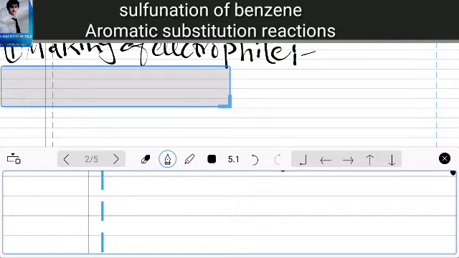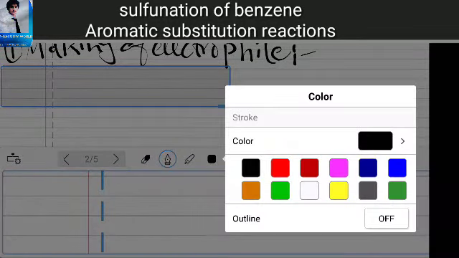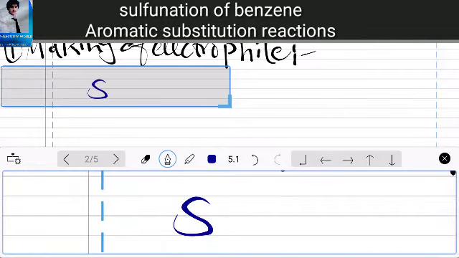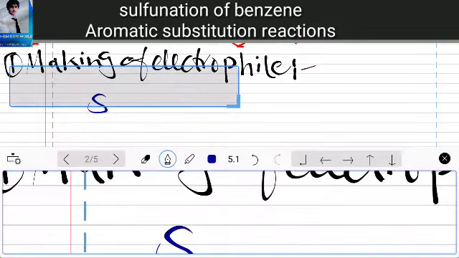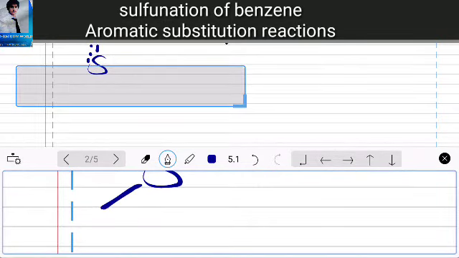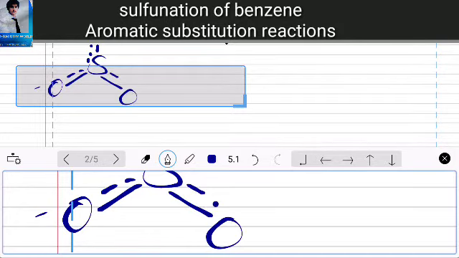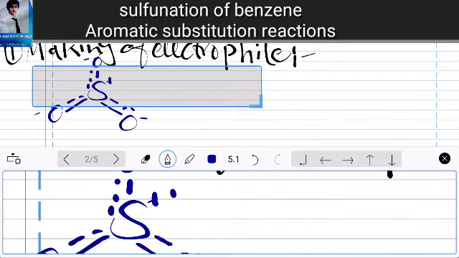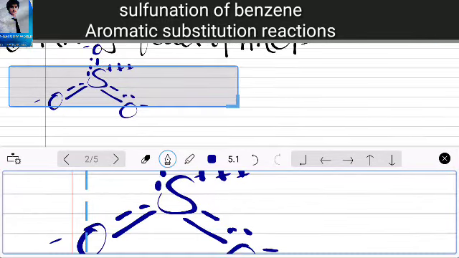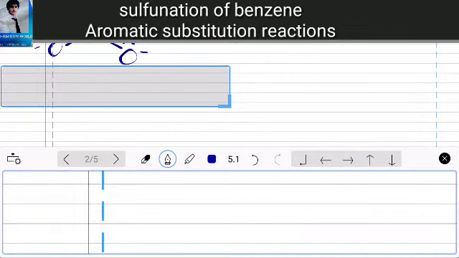The answer to this question is that S is surrounded by 3 electronegative oxygens, that's why it is more electropositive. It is 3 times electropositive here as is. So how to make SO3 for sulfonation?